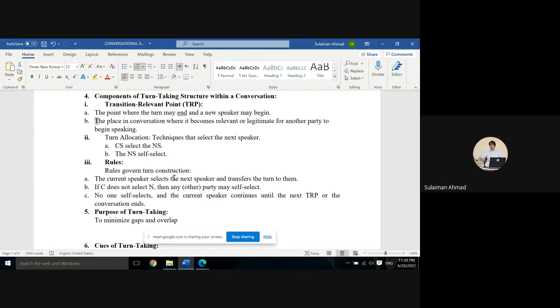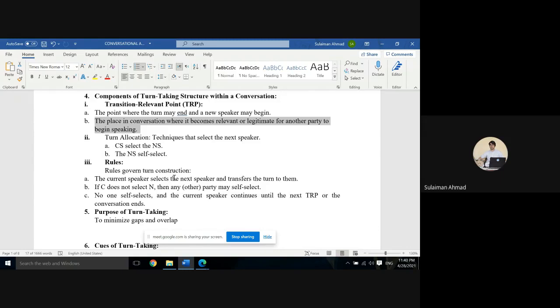Or you may say that the place or the time in conversation where it becomes relevant or legitimate for another party to begin speaking. For example, I'm speaking right now, and out of nowhere, if someone else starts speech, that is not the transition relevant point for him or her. Or if someone is speaking and I start speech in the same way, that is not the transition relevant point for me to start speech, right? So transition relevant point means the appropriate point to take the turn, right?